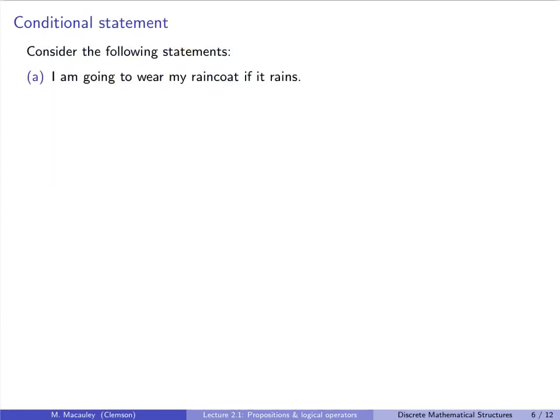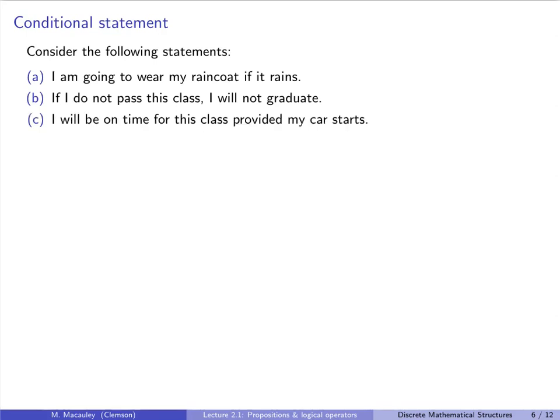Our next operation is a little less common colloquially than and or not. To motivate it, consider the following statements. I am going to wear my raincoat if it rains. If I do not pass this class, I will not graduate. And finally, I will be on time for this class provided my car starts. Though these are phrased quite differently, all of them can be written in the form: if some condition, then some conclusion. Which brings us to the following definition.